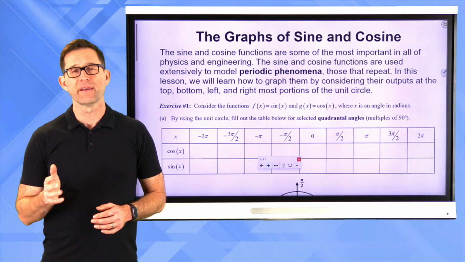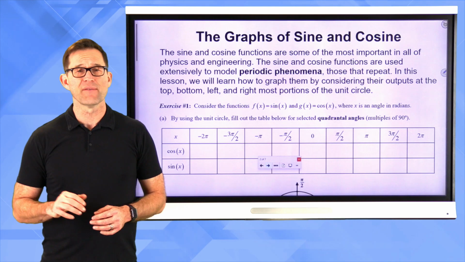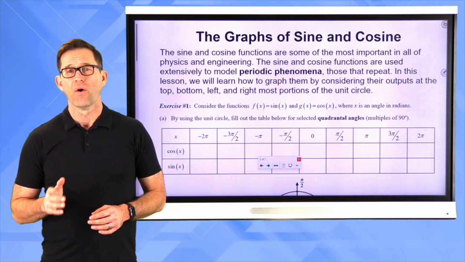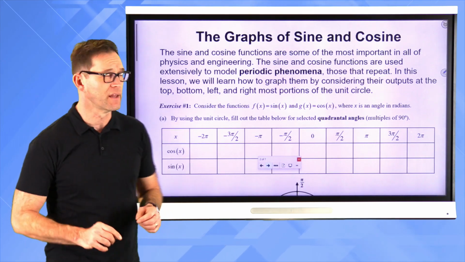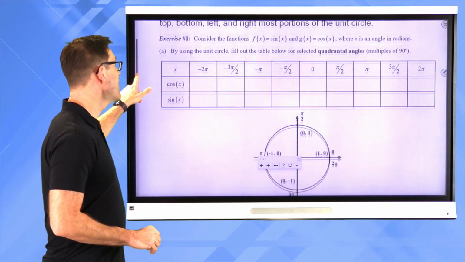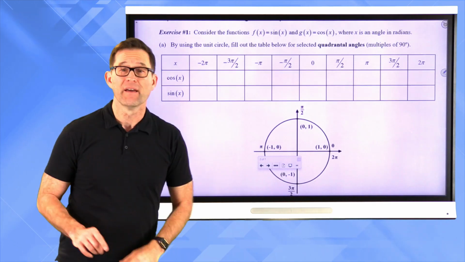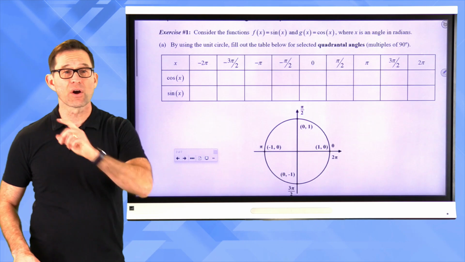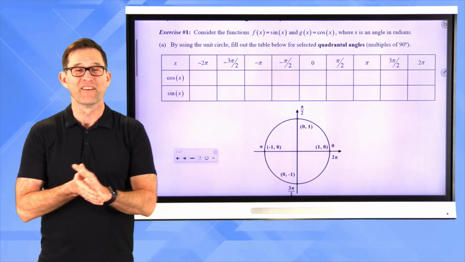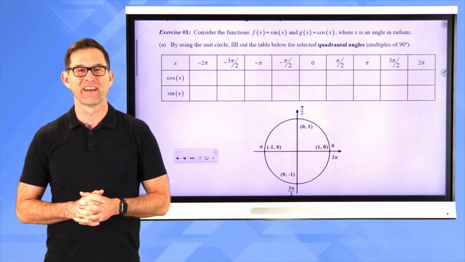Those are 0, 90, 180, 270, 360, etc., or multiples of pi over 2 in terms of radians. And you'll be excited to know all of this modeling gets done in terms of radians. That was a little bit of sarcasm there for you to begin this lesson. All right, let's take a look at exercise number 1.